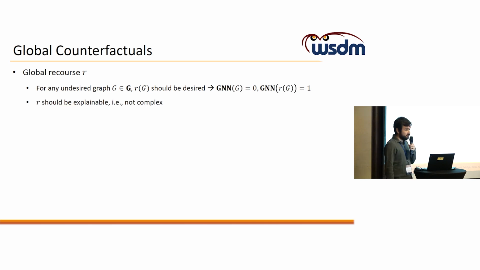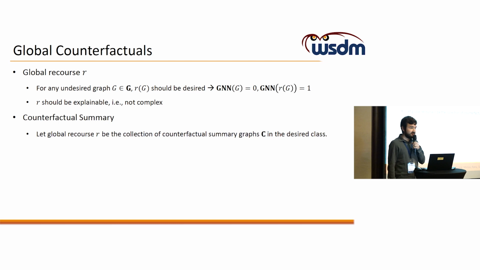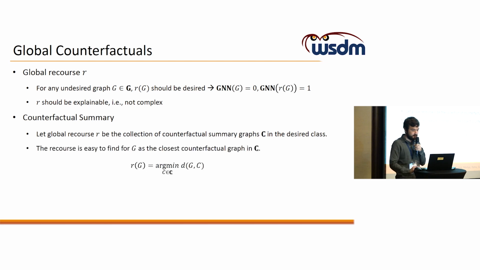We want to keep our model not complex because we want to have an explainable and simple model. And to satisfy these two conditions, we let our global recourse R be a counterfactual summary graph set C, and all the graphs in that set will be desired. This way, our R will be a recourse rule, because given any undesired graph, you can find a counterfactual as the closest graph from our summary set.